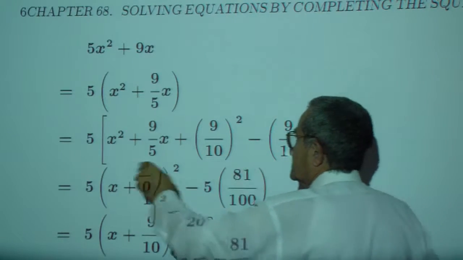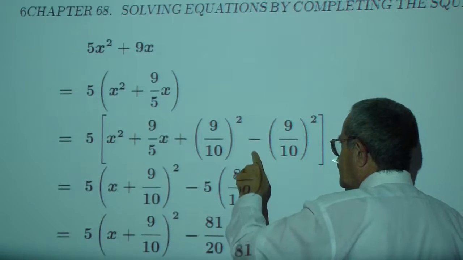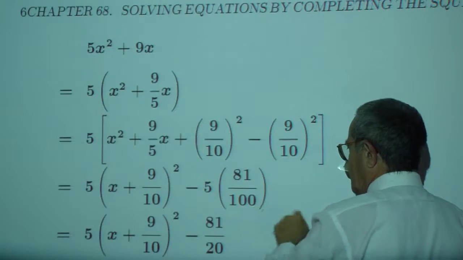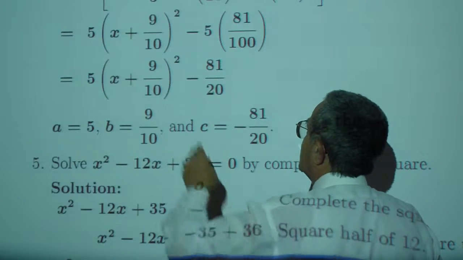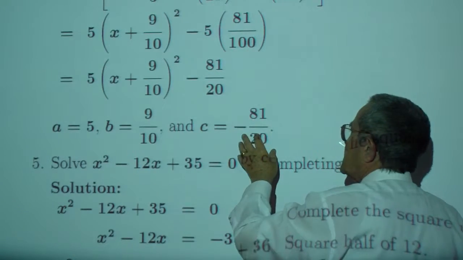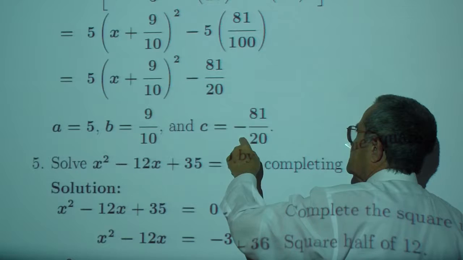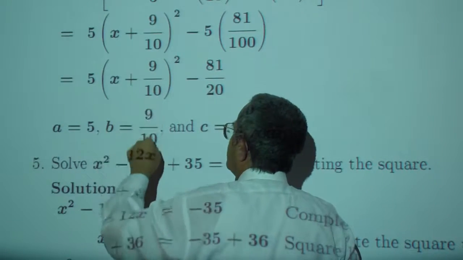And then, since I am distributing, I'm getting 5, -5 times 81/100, which is 81/20. And you have completed the square, and you got an extra term here. That's your C. Remember, plus C, so -81/20. Your A, your B.